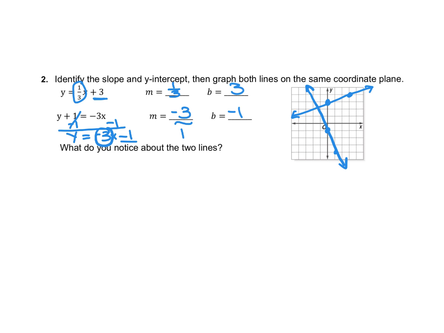All right, now if you drew them straight, and I don't mind, could have been straighter, you would notice that these two lines have a right angle. And when you have two lines that make a right angle, that means that they are perpendicular to one another. So these two lines are perpendicular.